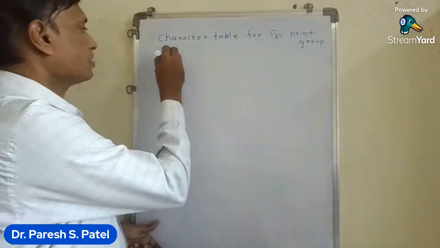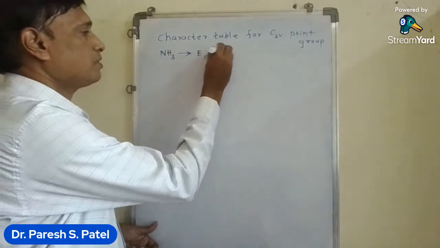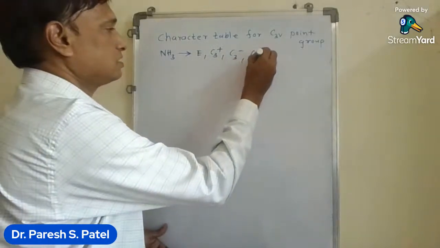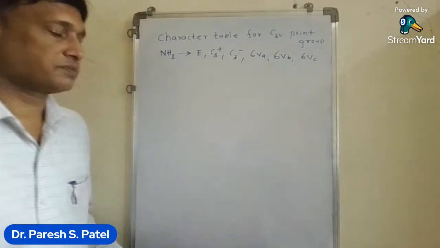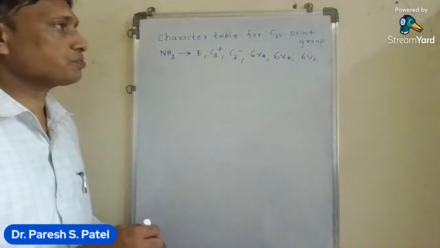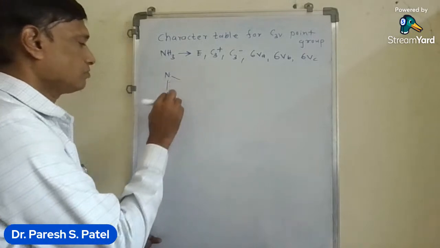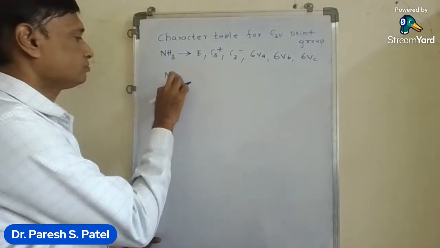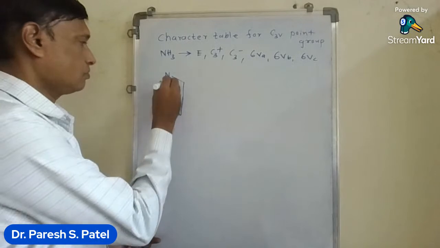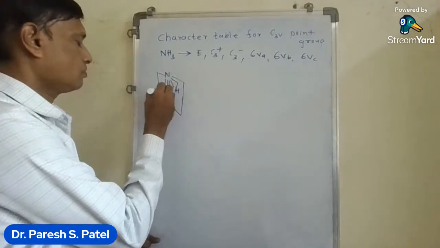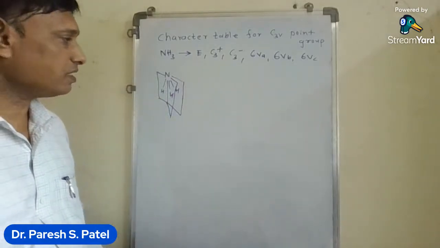Let us consider the ammonia molecule. It belongs to E, C3 plus, C3 minus, sigma va, sigma vb, and sigma vc symmetry elements. It belongs to the C3v point group. This is the shape of the ammonia molecule. The shape of the ammonia molecule is pyramidal.